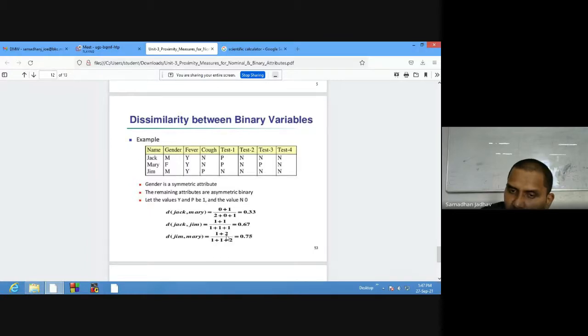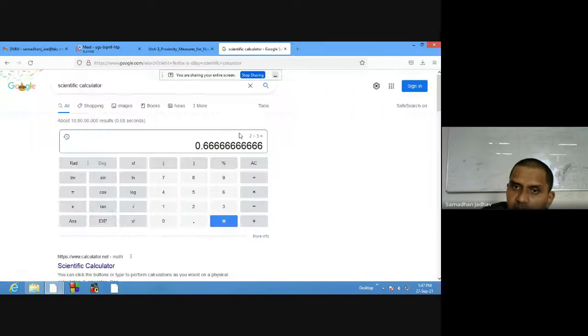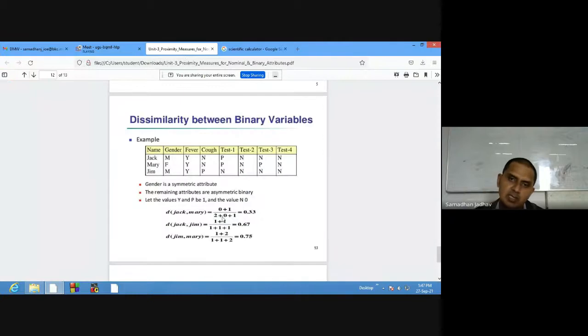So it's 1 plus 2, and in the denominator Q is 1, so 1 plus 2 plus 1. So it's ultimately 3 divided by 4. What is 3 divided by 4? It's 0.75, right? Okay. So objects Jim and Mary have 0.75 dissimilarity.